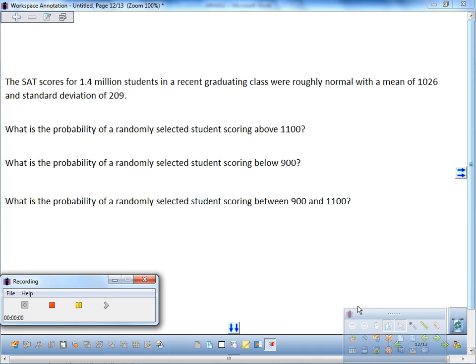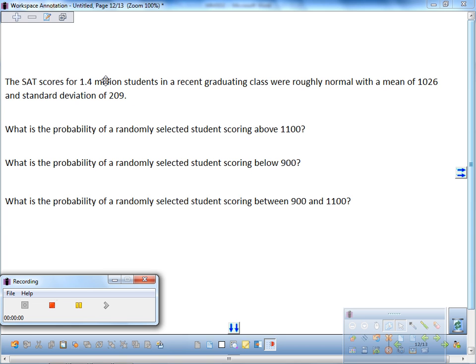Alright, here we'll be using z-scores to calculate the probability of somebody scoring above 1100, below 900, and between 900 and 1100 on the SAT. So here we have our information.